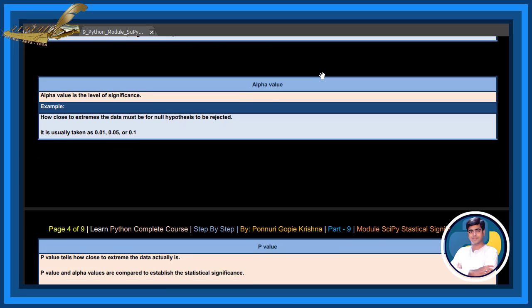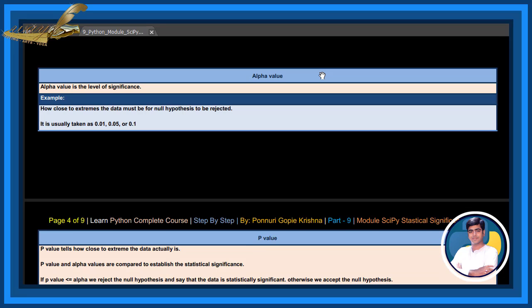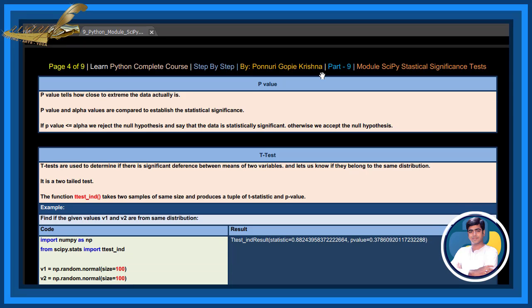Alpha value. Alpha value is the level of significance. It tells how close to extremes the data must be for the null hypothesis to be rejected. It is usually taken as 0.01, 0.05 or 0.1. P-value. P-value tells how close to extreme the data actually is. P-value and alpha values are compared to establish the statistical significance. If p-value is less than or equal to alpha, we reject the null hypothesis and say that the data is statistically significant, otherwise we accept the null hypothesis.